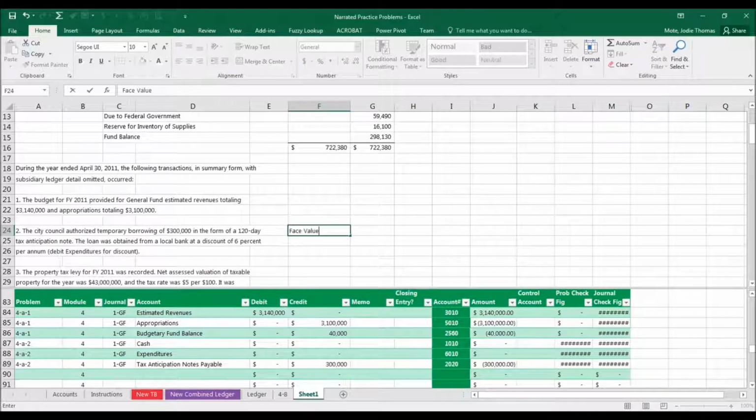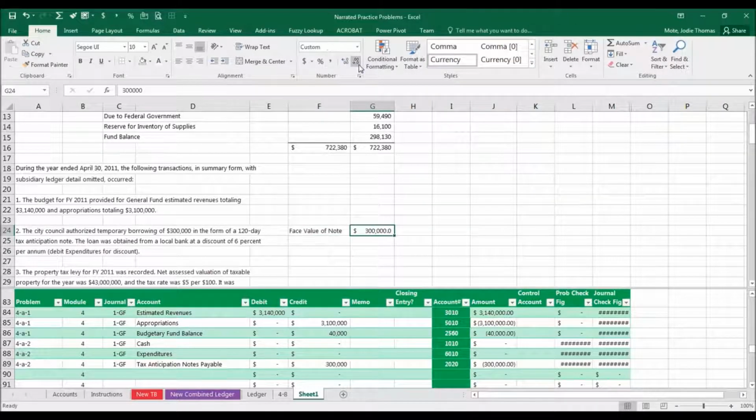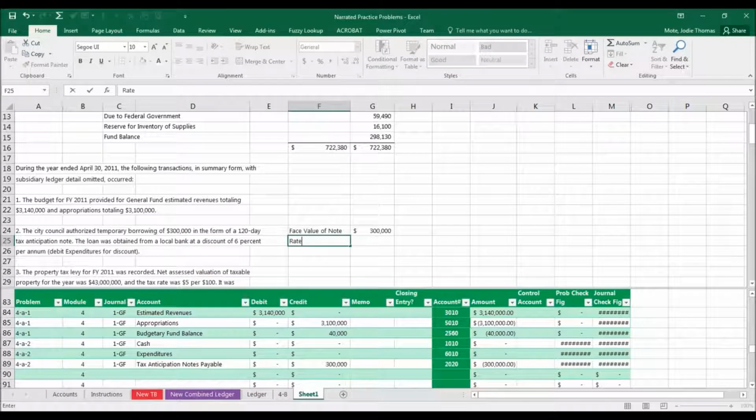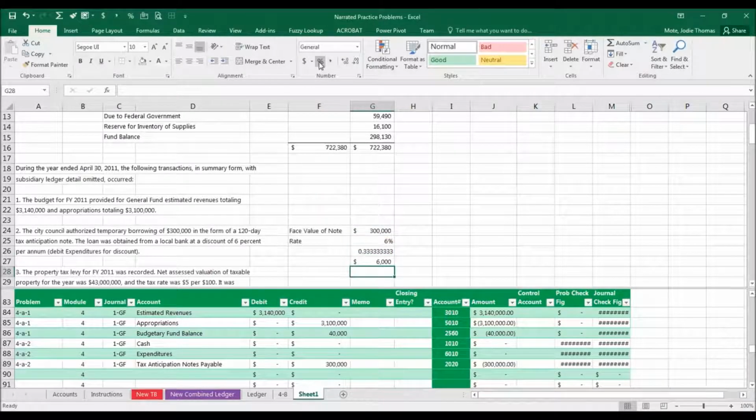Face value of note, 300,000. All right. Now we've got the rate of 6% per year. So what we're going to do here is calculate what this discount is going to be. So it's going to be the portion of the year, 120 days over 360. So we're talking about a third of the year. So that times the rate times face value is 6,000.